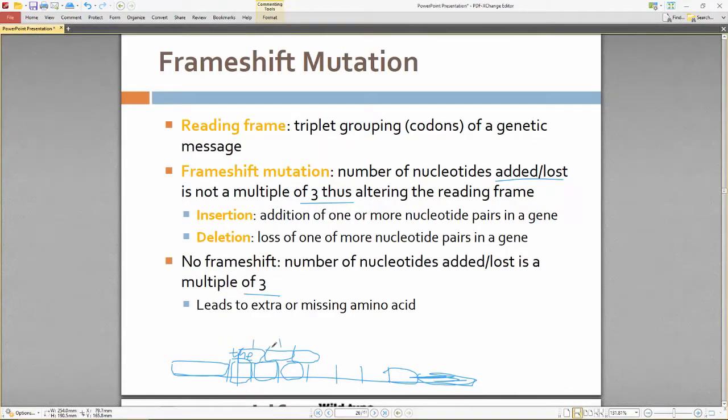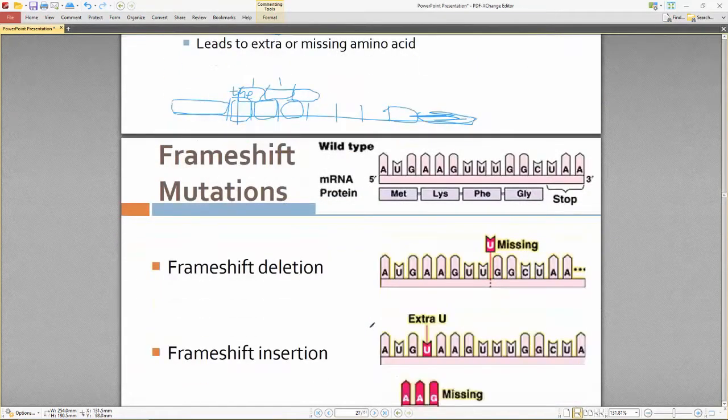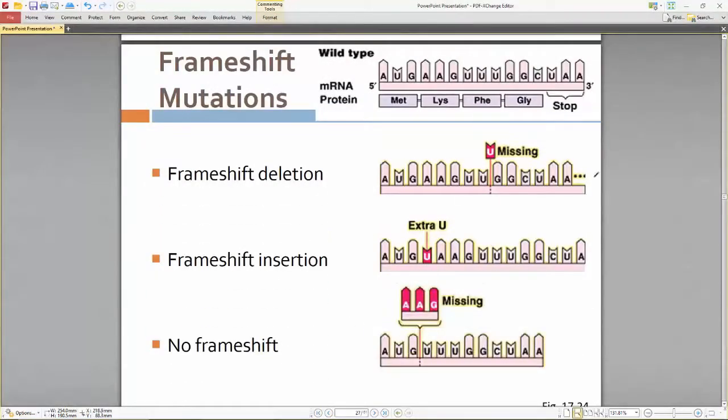So you can also have no frameshift if the number of nucleotides added or lost is a multiple of 3. Because if you move the reading frame exactly by 3, then you're still reading the three letter groups that you're supposed to be reading, per se. And this can lead to an extra or a missing amino acid.